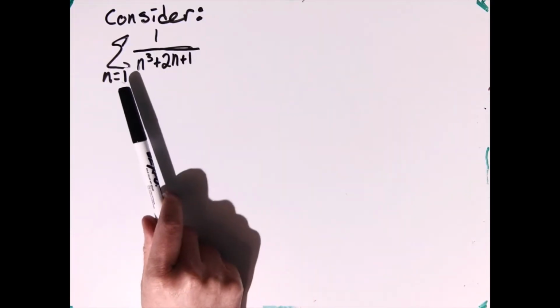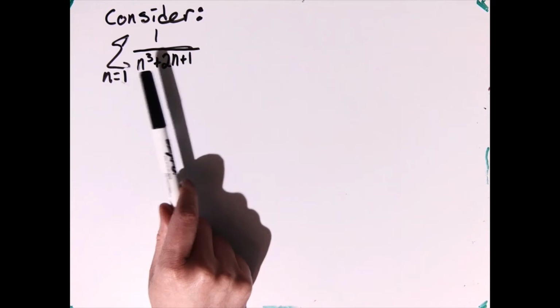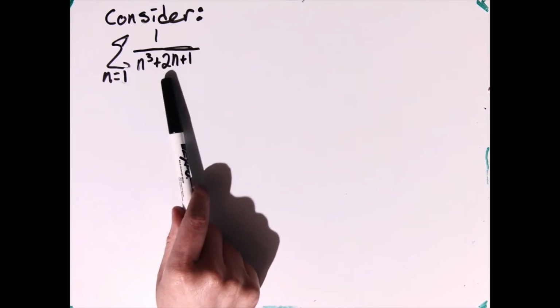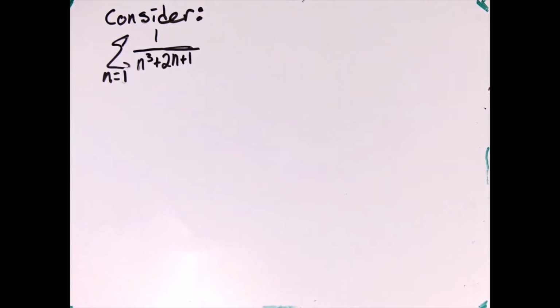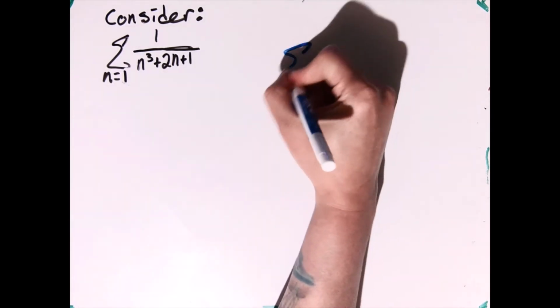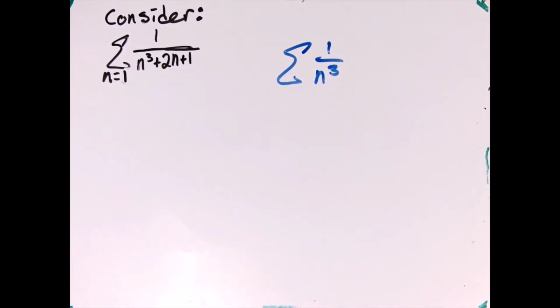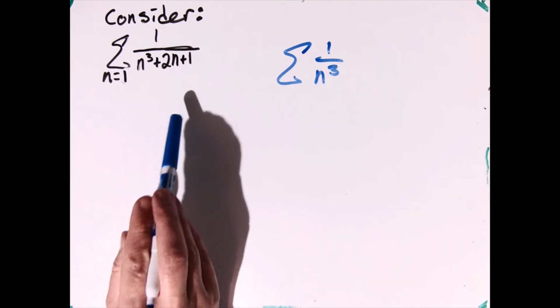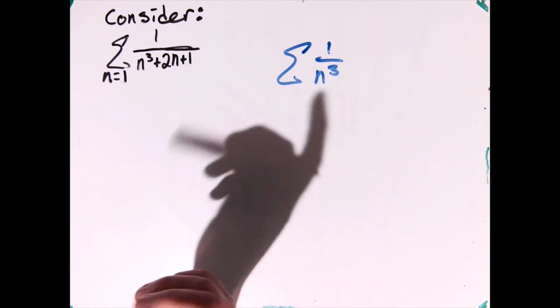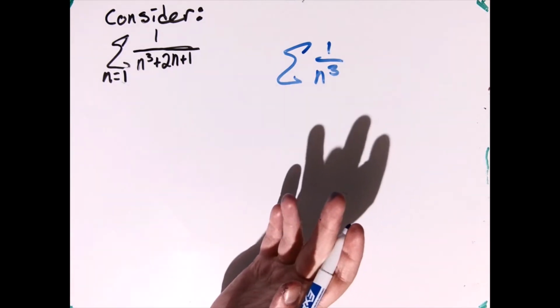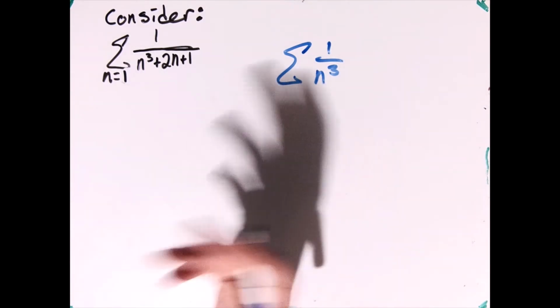Let's consider the series from n equals 1 up to infinity of 1 over n cubed plus 2n plus 1. Well, it reminds me a lot of the series 1 over n cubed, right? And I feel like most people, if they've dealt with power series to this point, look at this and just say, oh yeah, duh, that converges. You could say that, but that doesn't really give you convergence.